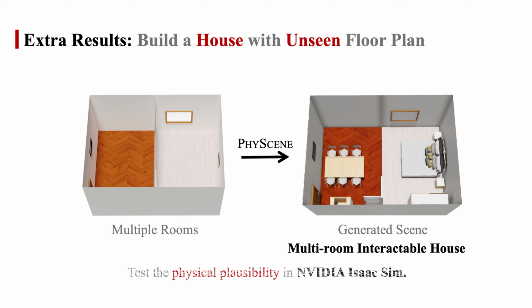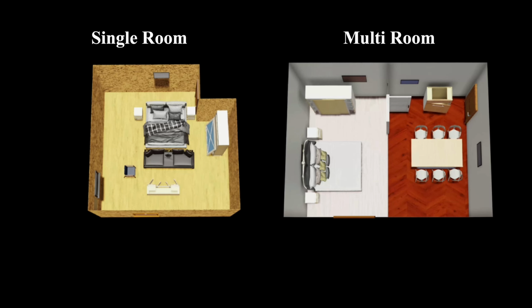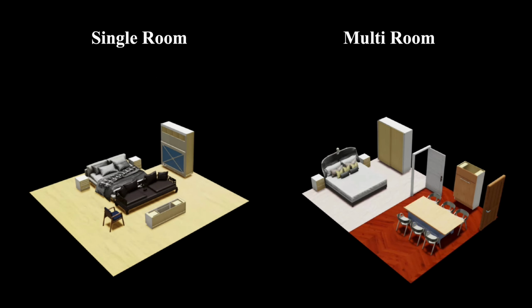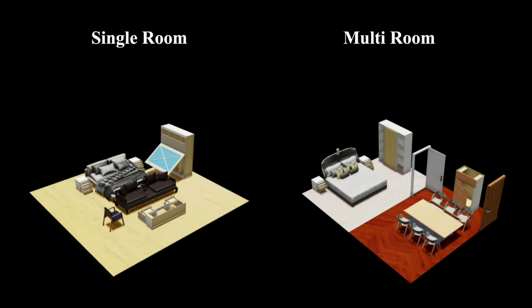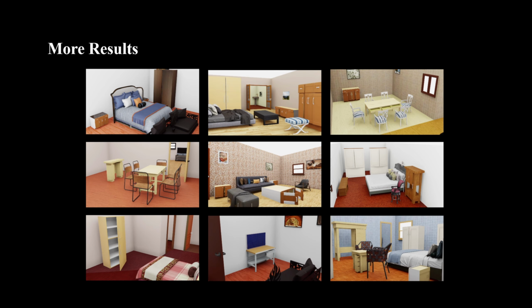We then test the physical plausibility in NVIDIA Isaac Sim. In simulation mode, objects stay robust, and articulated objects succeed in driving their interactable parts. Here are more results in the first-person perspective.